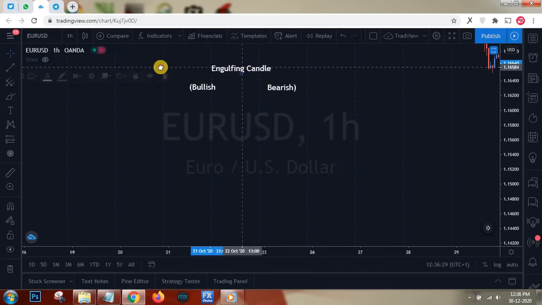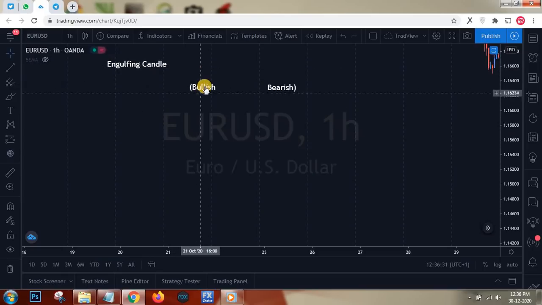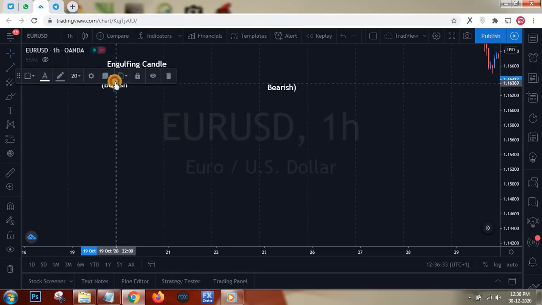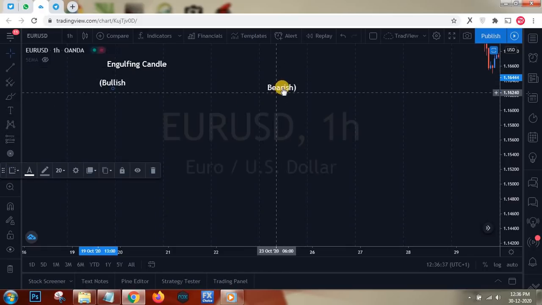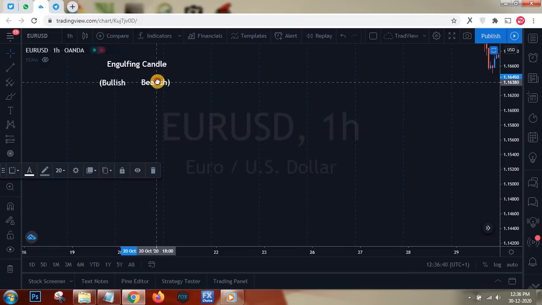Now, we have the engulfing candlestick pattern. We have the bullish engulfing, and we have the bearish engulfing.